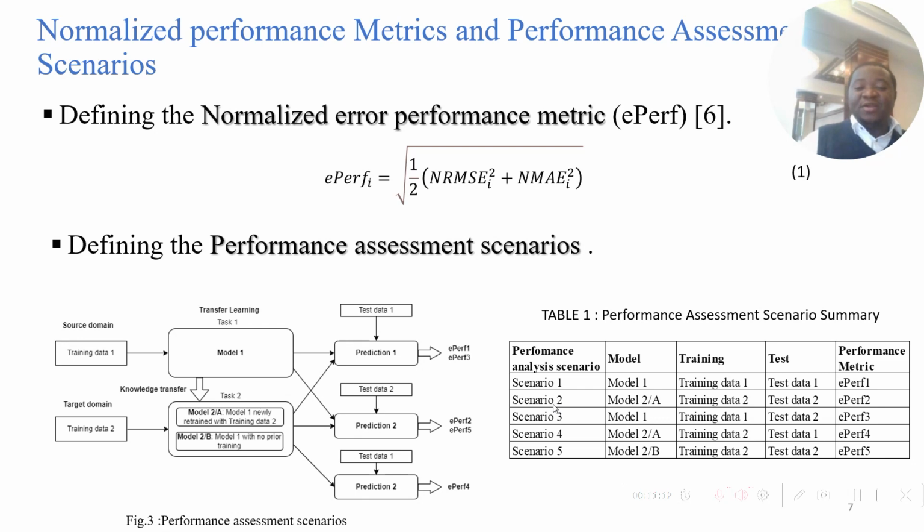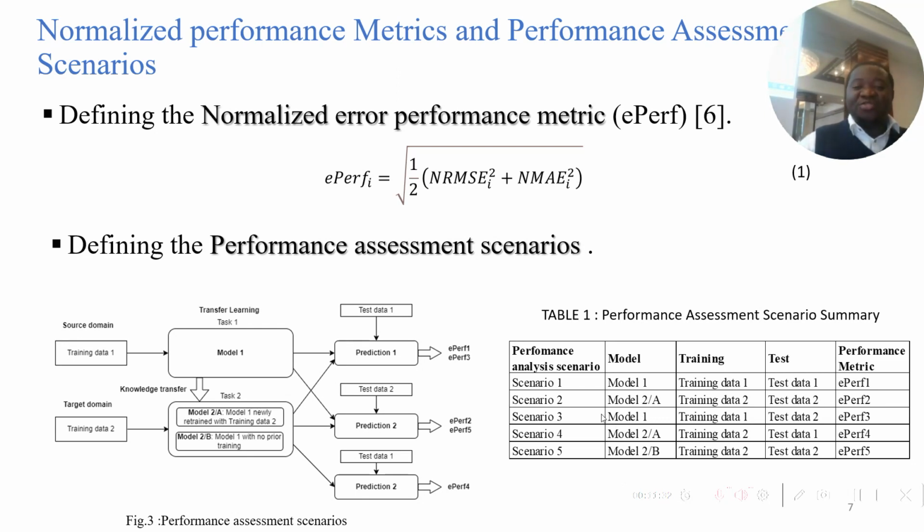Now, in scenario 2, we have a model that has been pre-trained. That means it has been pre-trained first, and then when it gets to the target domain, we continue training with the target data, and we test it using target data.